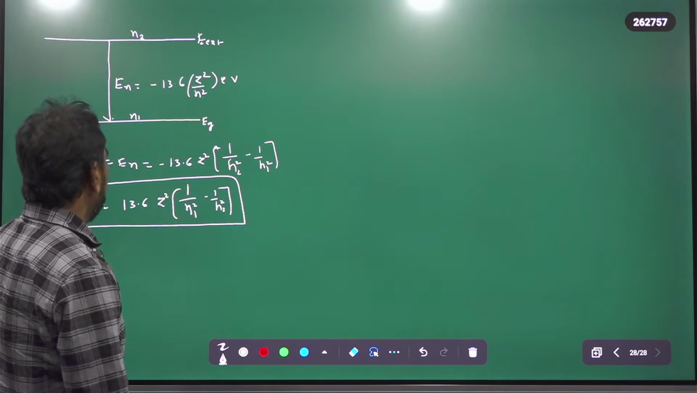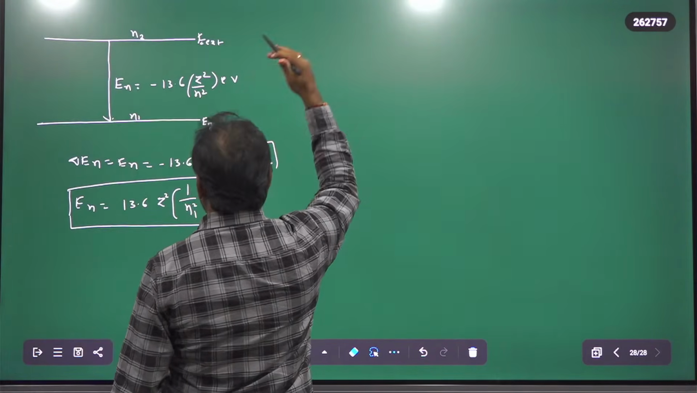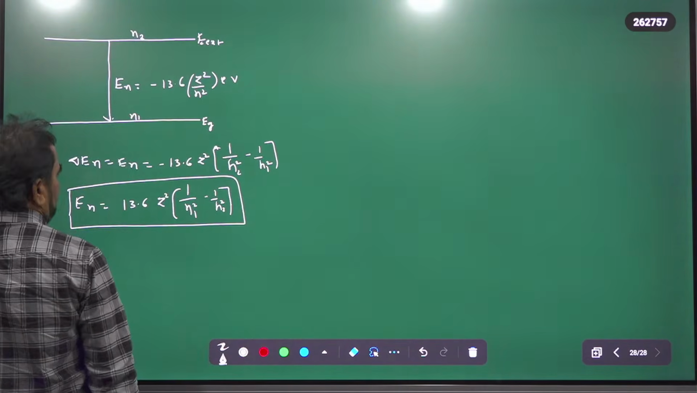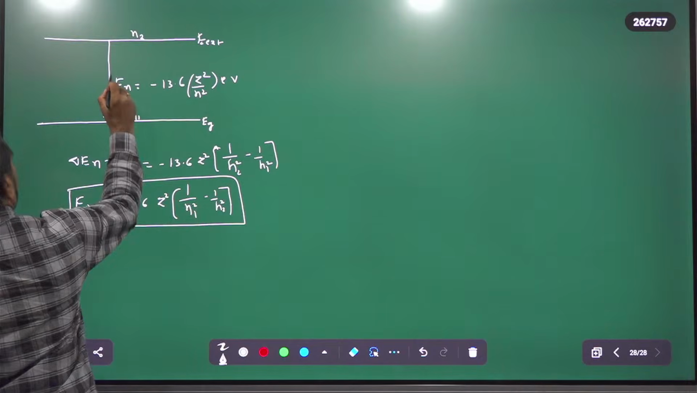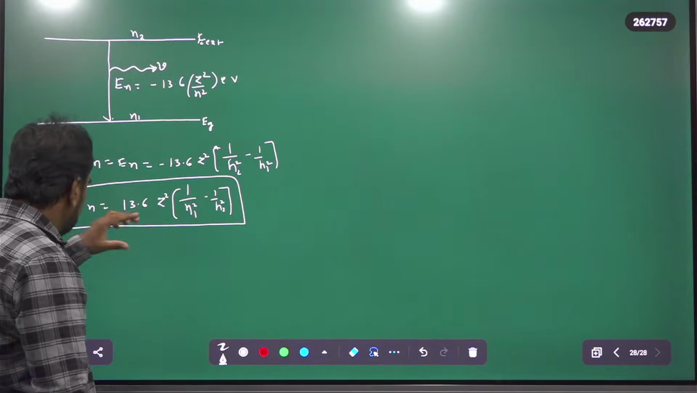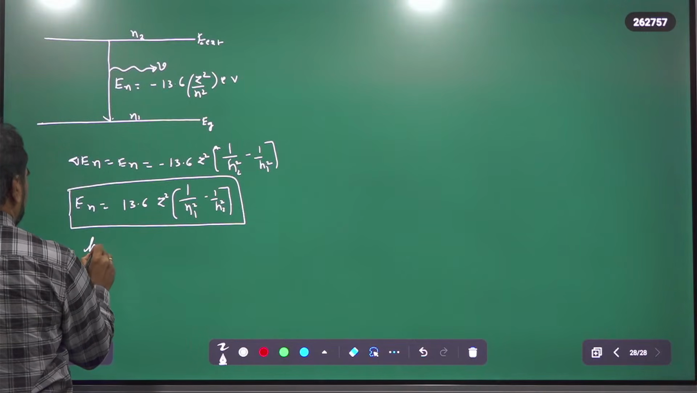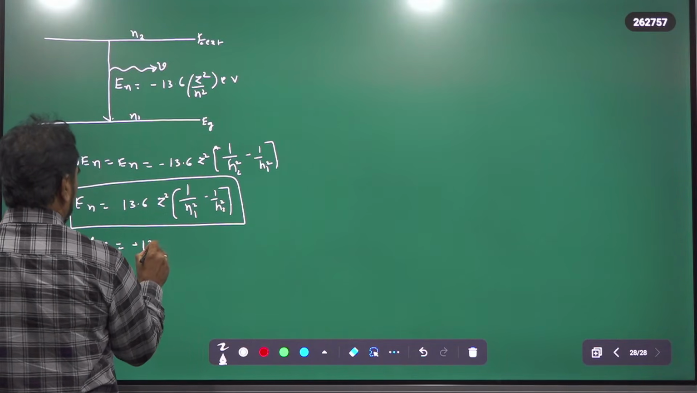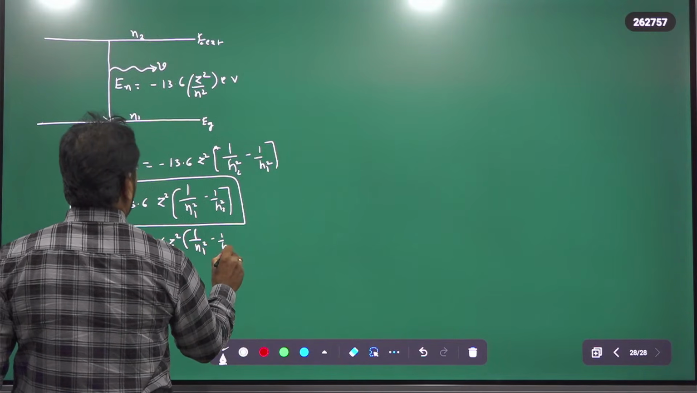When we consider the hydrogen spectrum, how is it formed? When the electron makes a transition from a higher energy level to a lower energy level, it releases energy with a certain frequency nu. I am writing this energy in the form of frequency: E is equal to h nu, that is equal to 13.6 into Z square into 1 by N1 square minus 1 by N2 square.